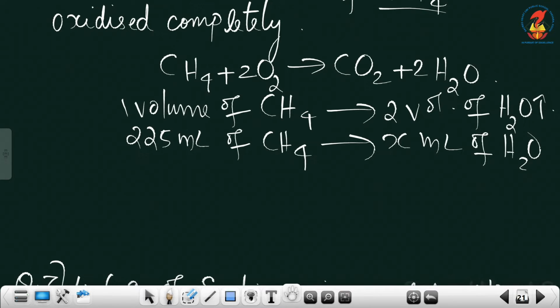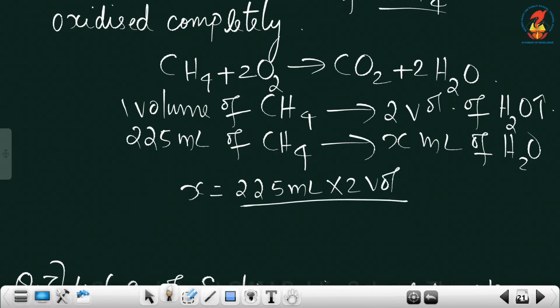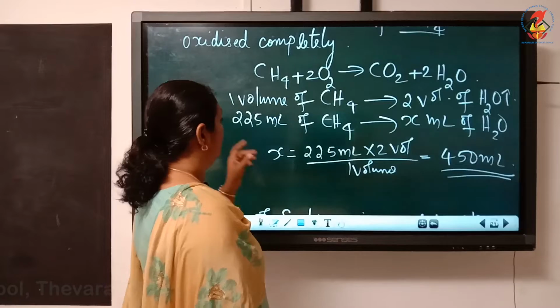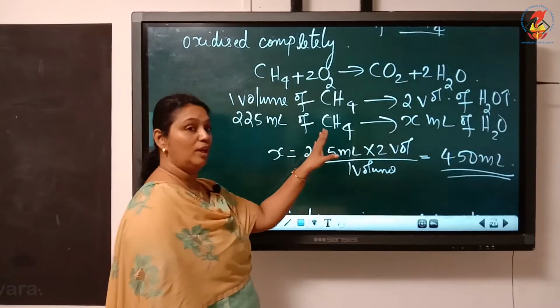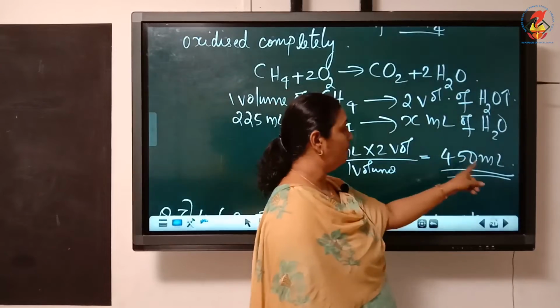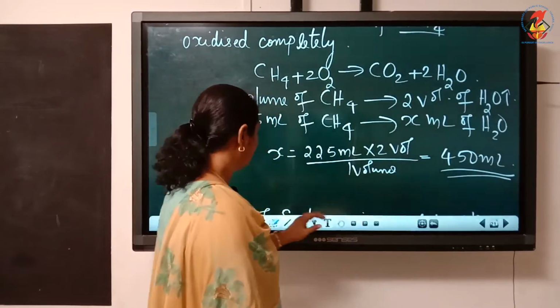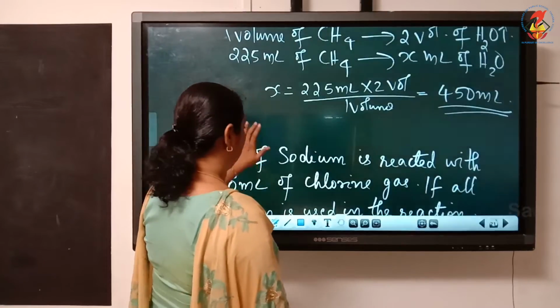Therefore, you can calculate X. X will be equal to 225 ml into 2 volume divided by 1 volume, which is equal to 450 ml. So we can say on combustion of 225 ml of methane, we get 450 ml of water vapor. Now, next question, question number 3.